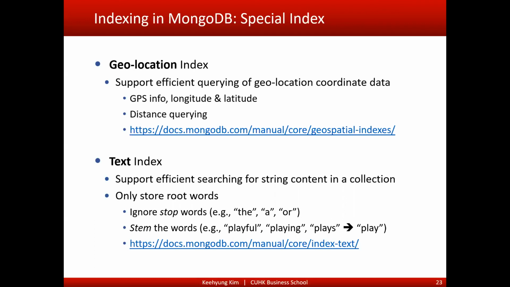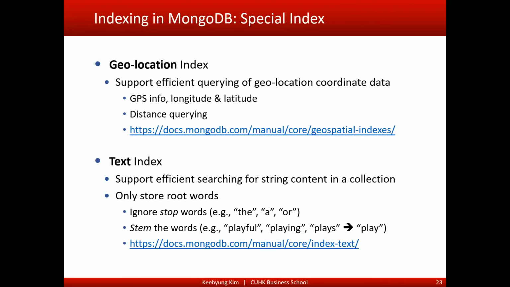So if you make a text index based on the text field in MongoDB, it will ignore stop words like the, a, or. Those common words will be ignored in the search, and different forms of words will be stemmed. So if you have playful, plain, place inside the text field, those will be stemmed into the main form, play, and it can help a user search much better.